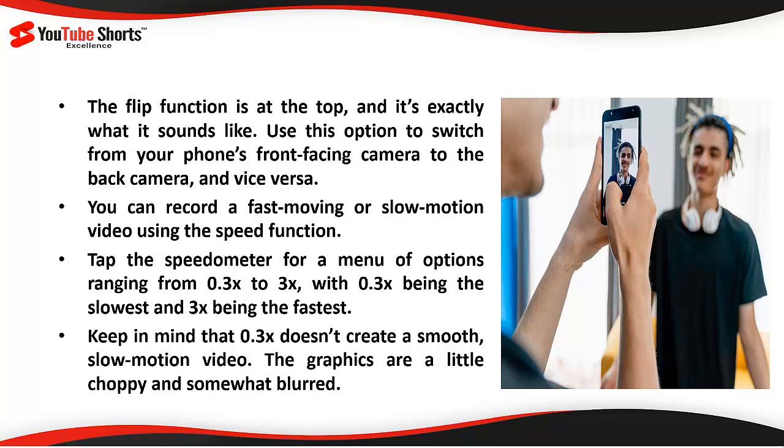You can record a fast-moving or slow-motion video using the speed function. Tap the speedometer for a menu of options ranging from 0.3 times to 3 times, with 0.3 times being the slowest and 3 times being the fastest. Keep in mind that 0.3 times doesn't create a smooth, slow-motion video. The graphics are a little choppy and somewhat blurred.